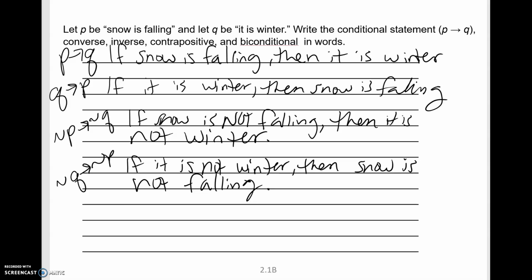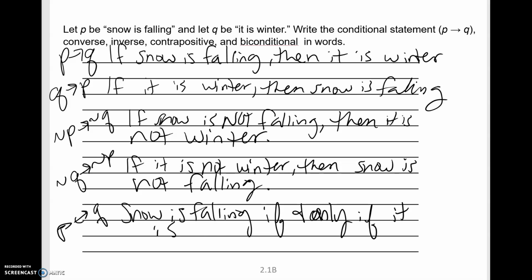And the last one we're adding in is our biconditional statement. So that's our P if and only if Q. So that says snow is falling if and only if it is winter.